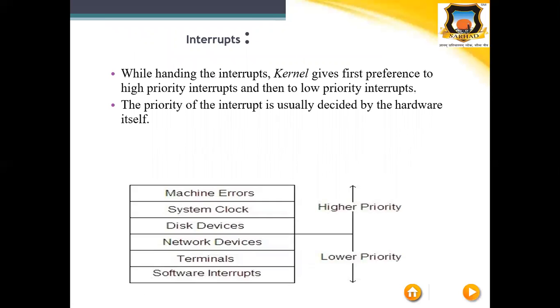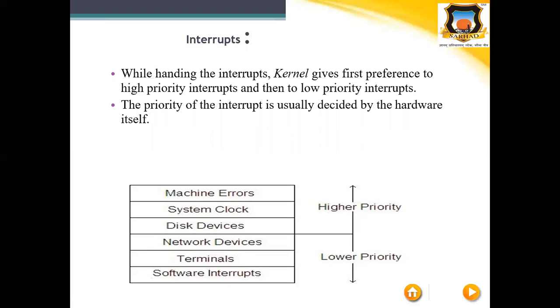Now the next point is the interrupts. While handling the interrupts, the kernel gives the first preference to the high priority interrupt and then to the low priority interrupt. What does interrupt mean? When a particular event occurs, at that time an interrupt will be generated. When an interrupt is generated, the kernel will stop its current process and service the particular interrupt. After servicing, it will again resume its execution.